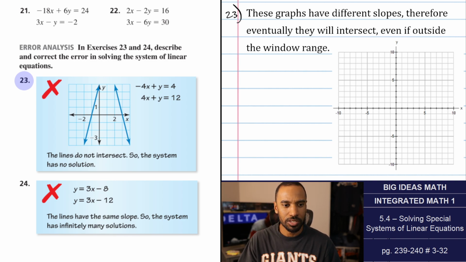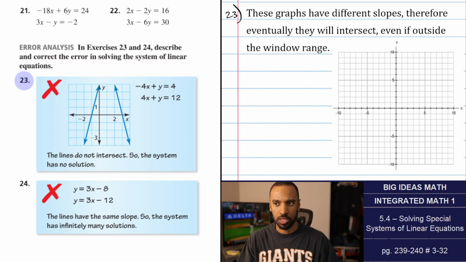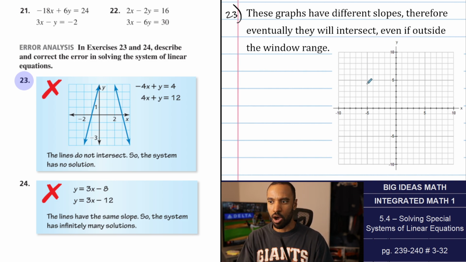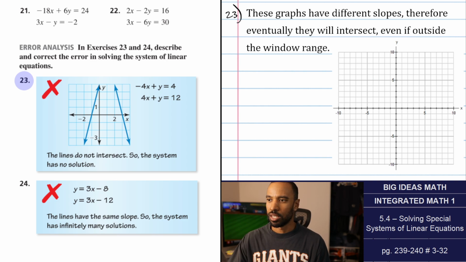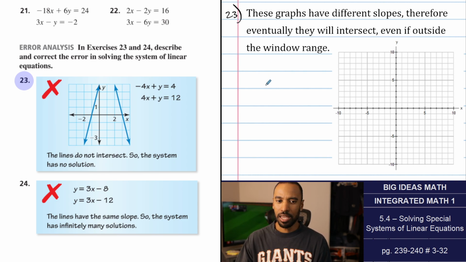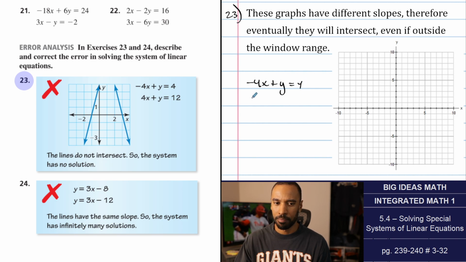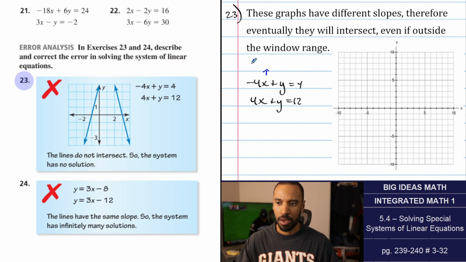Now, these ones might intersect within this window range. Their window range is a little smaller. Mine's a little bigger here. So let's see. They have -4x plus y equals 4 and 4x plus y equals 12. Now, if I did kind of standard form-esque stuff, here we'd talk about an x-intercept of, and listen, their graphs are right, but we have an x-intercept of -1 and a y-intercept of 4.